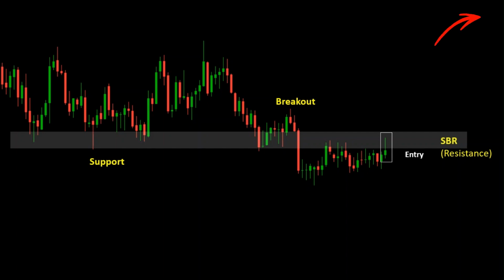If you haven't yet watched my video on confirmation candlestick patterns, you can find the link in the top right corner of the screen. Once you have entered the sell position, place your stop loss above the high of the confirmation pattern and target the next support for take profit.